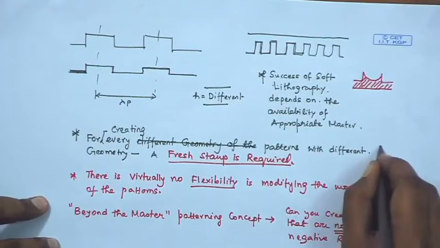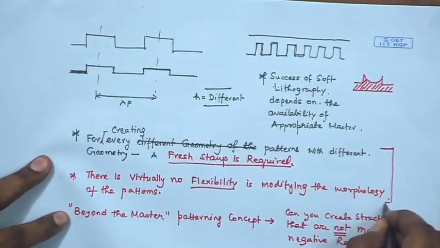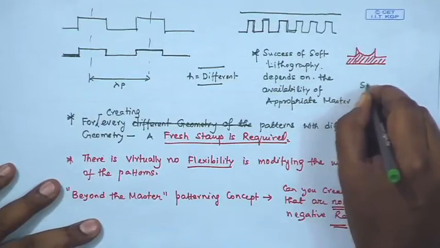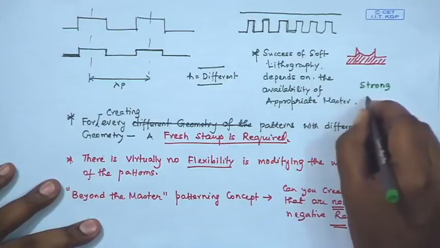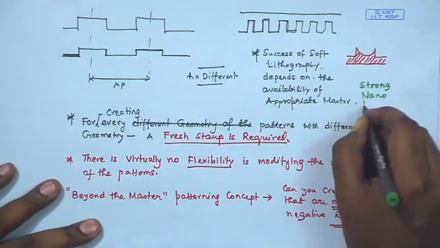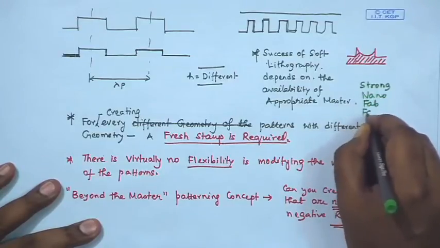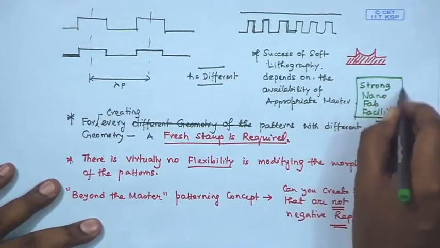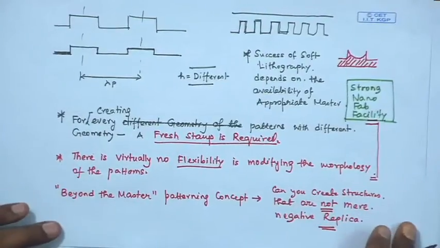Why? Because this way every time you want to create a structure with a new geometry, new dimension, you need an original stamp, which means that for executing soft lithography you are actually depending on a strong nanofab facility. You need that. It is often said that it is executable by all, which is not the right case, because you need the appropriate stamp. To be honest, that is the fact.